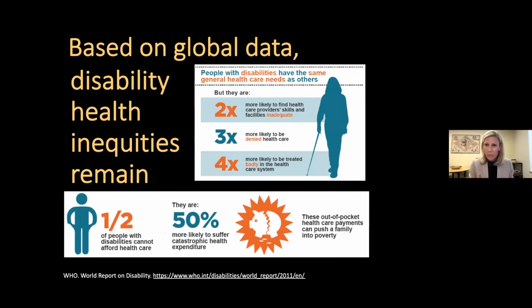But although disability really is quite common and broad and heterogeneous, there's many unaddressed health inequities for this group. On this slide, I'm showing some infographics of data from the World Health Organization. It shows that people with disabilities are more likely to find healthcare providers' skills inadequate and their facilities inaccessible. They're three times more likely to be denied healthcare, and they're more likely to report poor treatment in healthcare settings than people without disabilities.